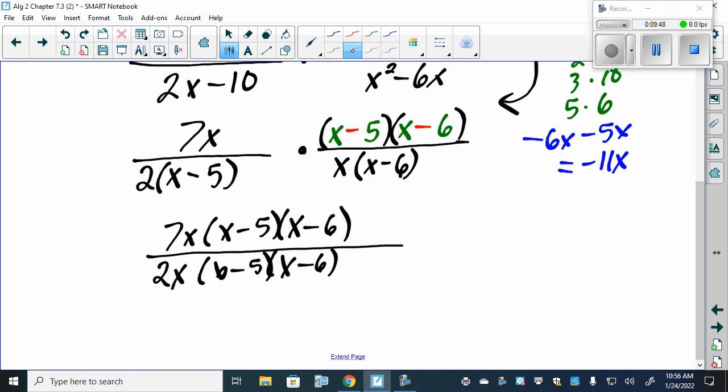Now we do need to cancel out anything that's in common on top and bottom to simplify it. Well, we would simplify the x minus 5. Also the x minus 6. Anything else? The x and x, which leaves us with 7 over 2.